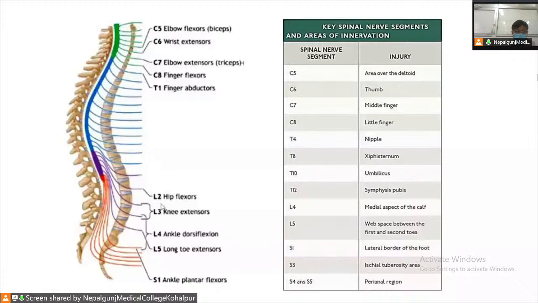For L2, what we see is hip flexors, flexion of the hip, and in L3, knee extension. Ankle dorsiflexion is L4. L5 is toe extension, and S1 is the plantar flexors. And these are the sensory regions that we need to know.